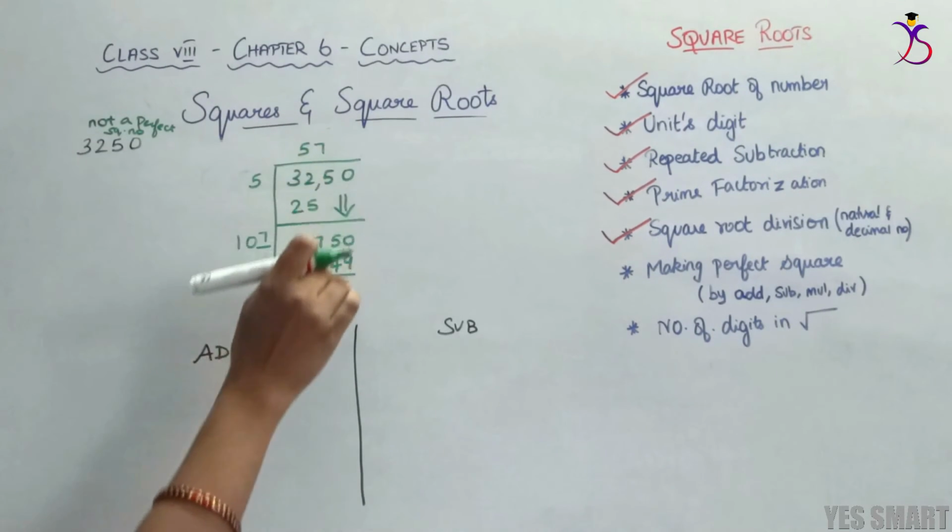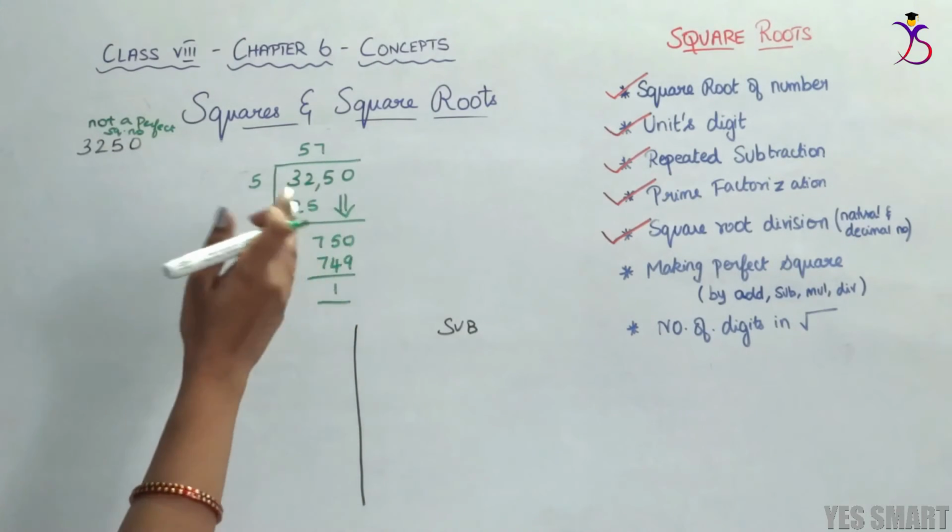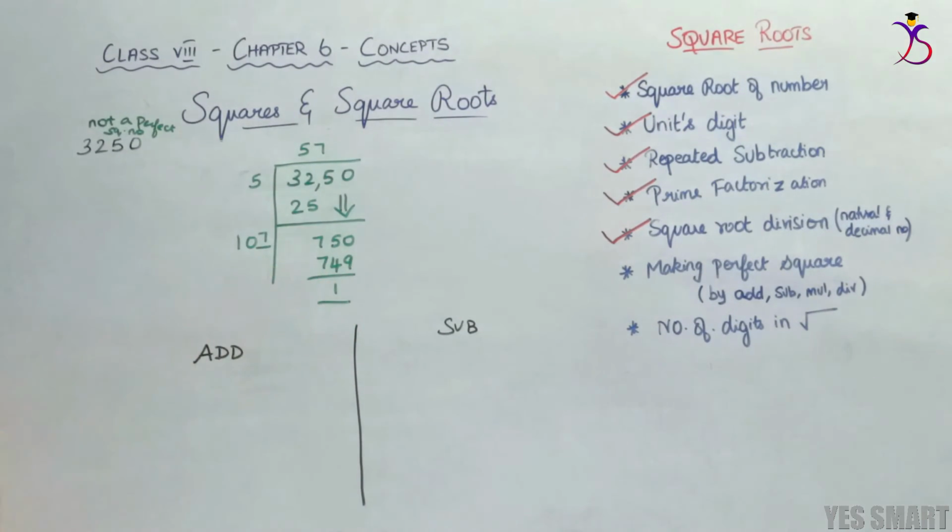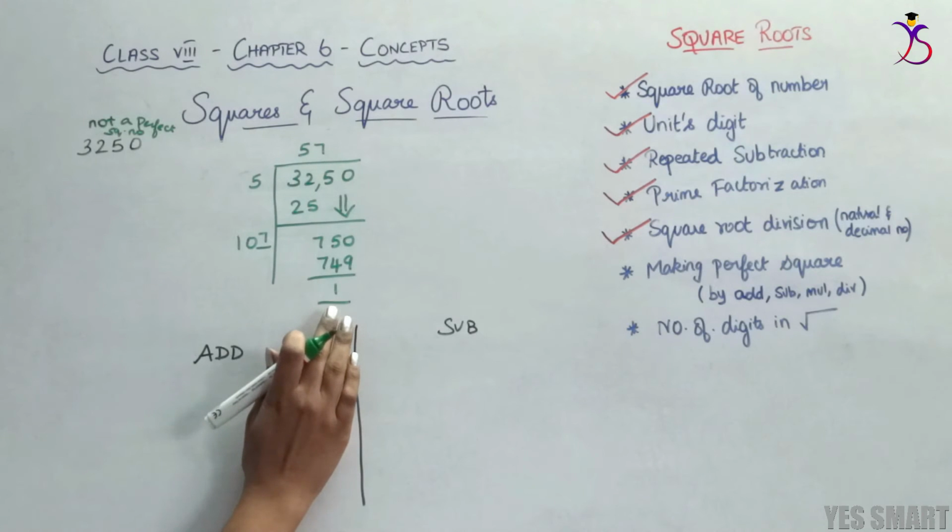For that, we need to do the square root division. We already know how to do square root division. 3250, I'm just inserting a comma before 5 because we will be inserting commas in this direction only. I have introduced the divisor 5 because 5 5s are 25, which is somewhat near to 32. The remainder is 7. I'm just bringing the next pair down. So 750. On doubling the quotient, we will get 10. Now I have to introduce a new digit with which the complete divisor is multiplied. So I'm just introducing 7 so that 107 into 7 is 749, which is nearest to 750. Therefore the remainder is 1.